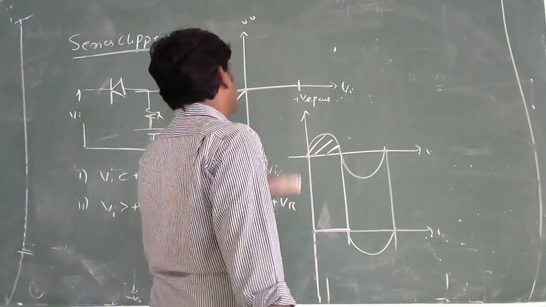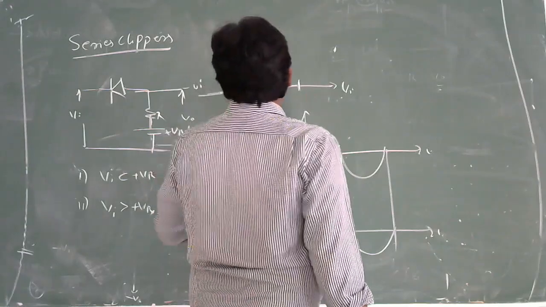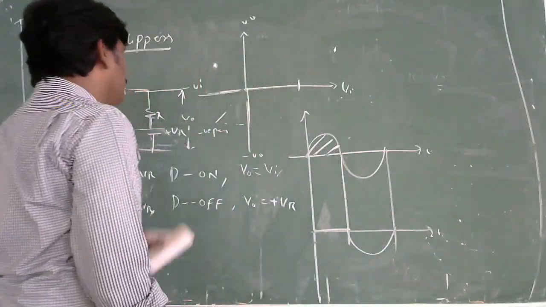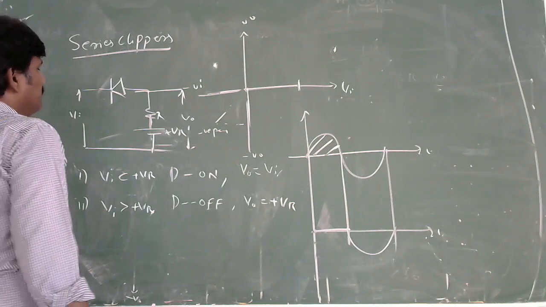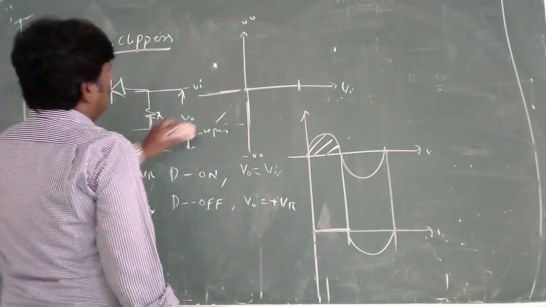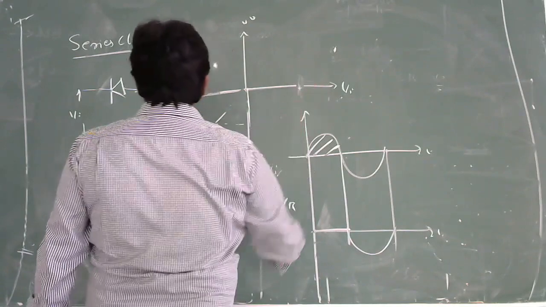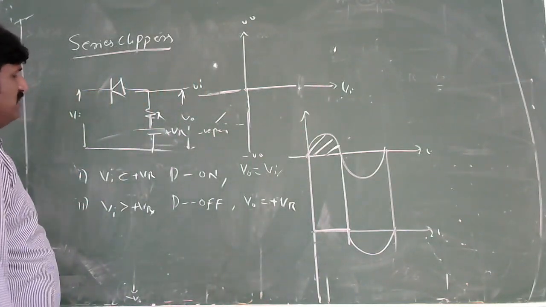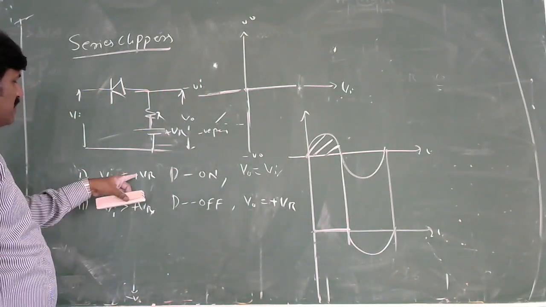Now again you can practice this one. What is the transfer characteristic of this circuit? Just observe here. When Vo is greater than VR, where VR is the positive reference, and Vi is less than plus V reference, what is going to happen? Let me consider plus V reference.